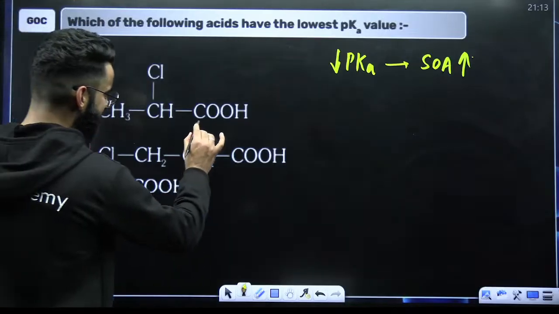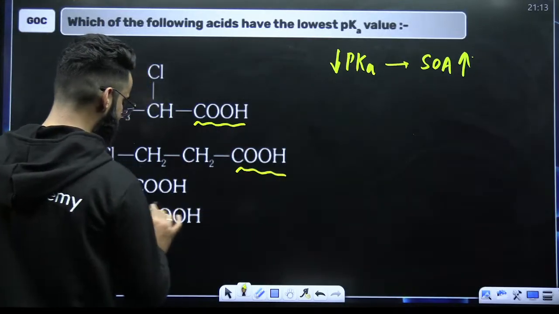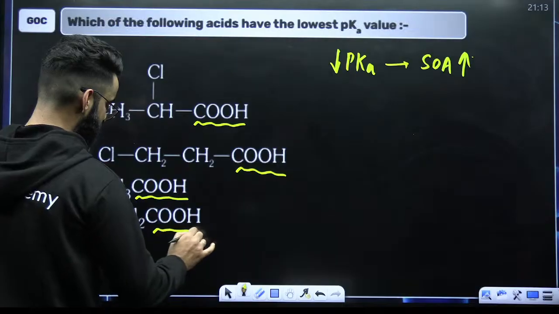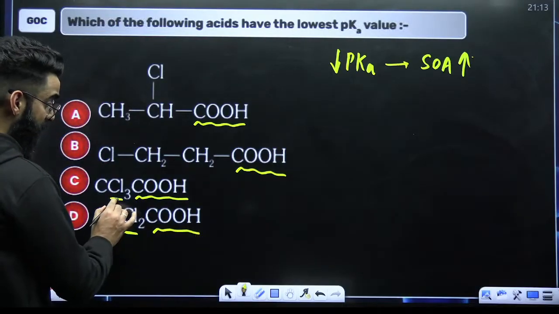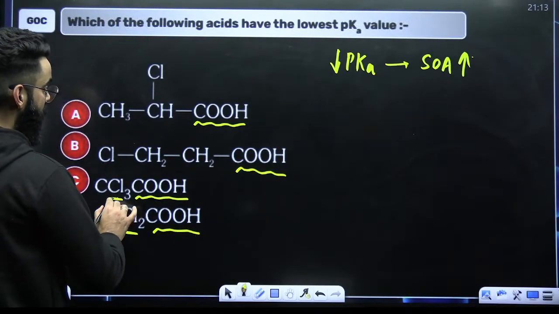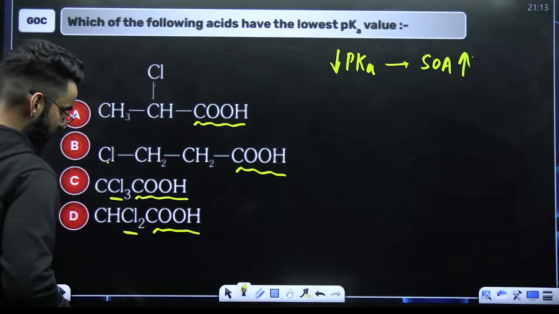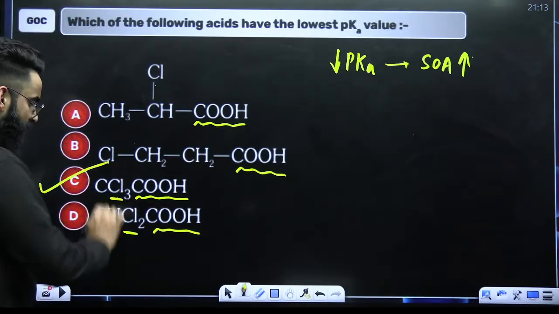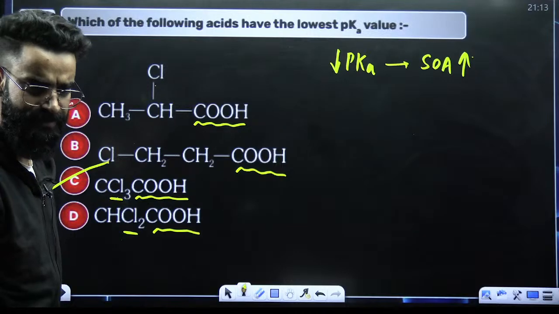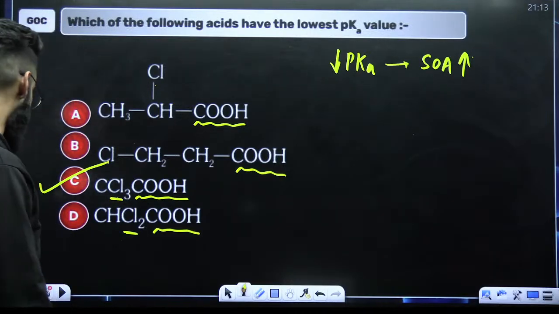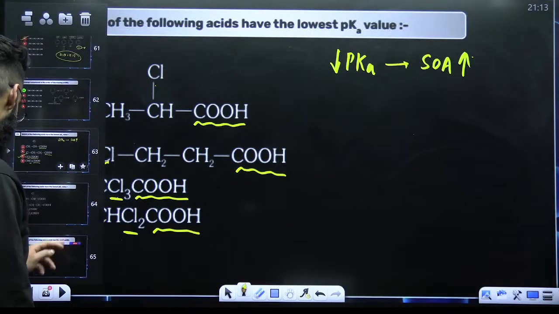First of all, the site everywhere is common, from where hydrogen is going to leave as H positive. This is the site. Now, you see 2 chlorine atoms, 3 chlorine atoms, perfect, 1 chlorine, 1 chlorine. The more withdrawing groups attached, the stronger the acid. So C is going to be the stronger acid because there are 3 chlorine atoms attached.